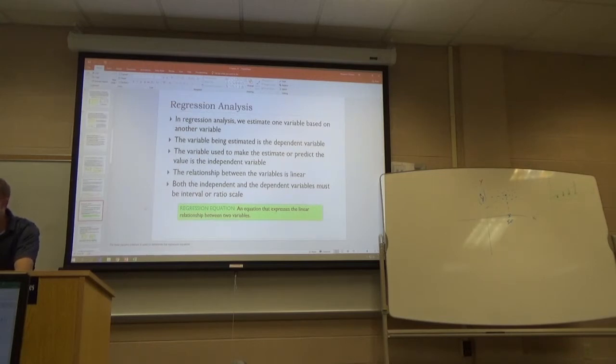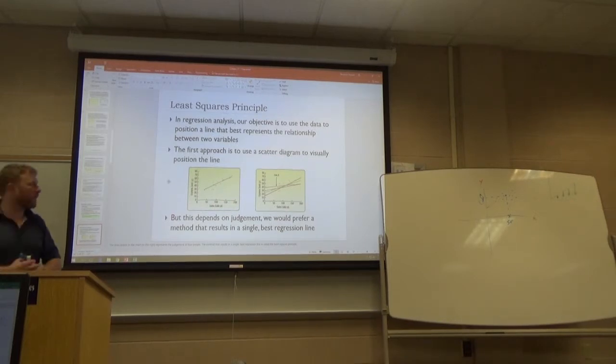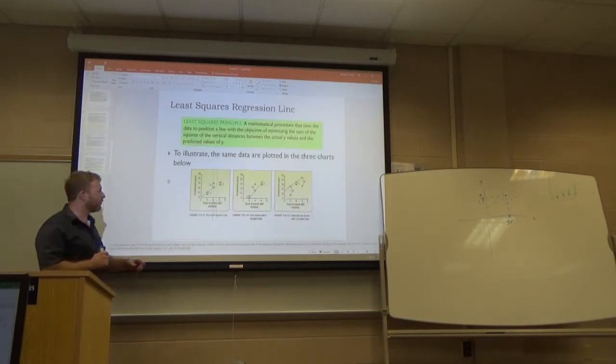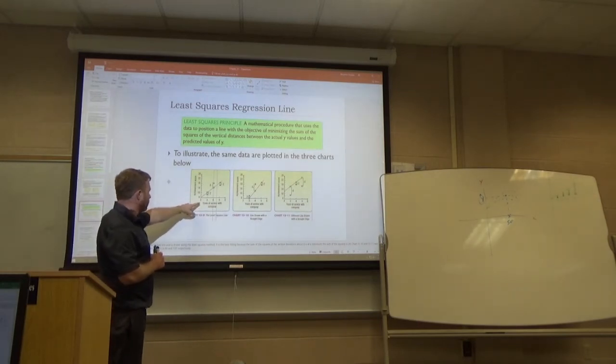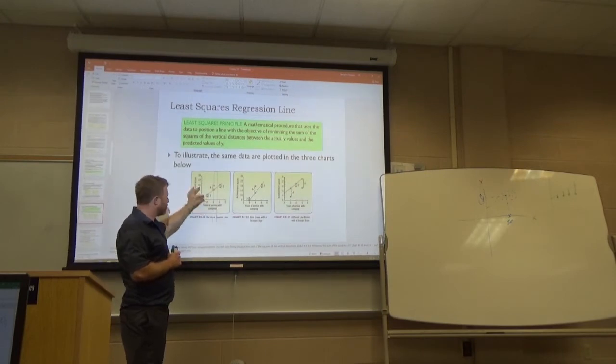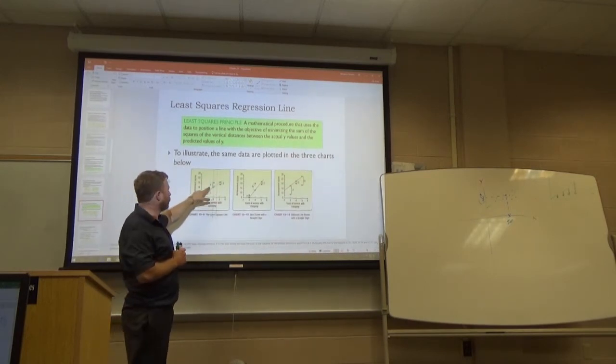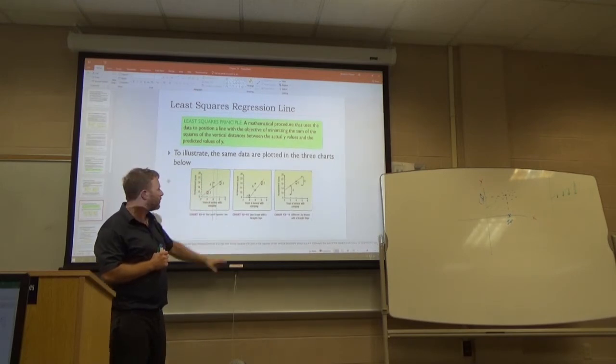So, regression analysis, an equation that expresses the linear relationship between the two variables, isn't it? Okay, least squares principle, that's what we're talking about. We want to minimize the aggregated space between the variables and the line itself. For instance, right here, there's a space of 2, 4, 2. It wouldn't make sense to draw a line down here where the space is 3, 12, and 11, would it? Doesn't make sense. That adds up to a lot more than 2, 4, and 2, doesn't it? See what I'm saying? Okay.